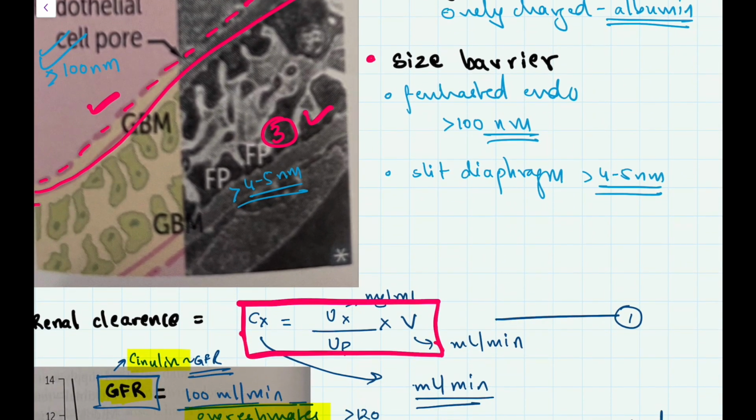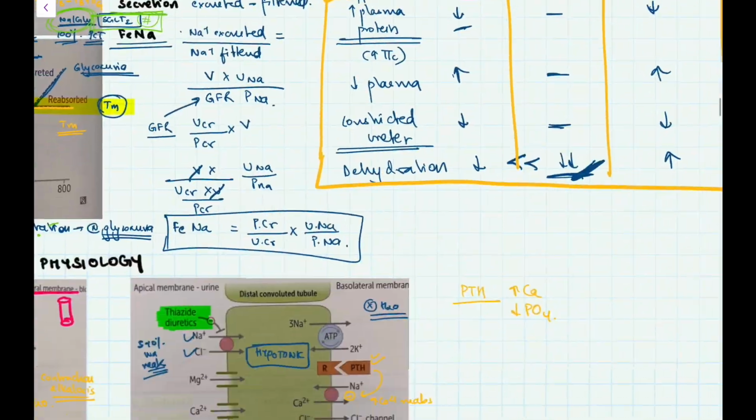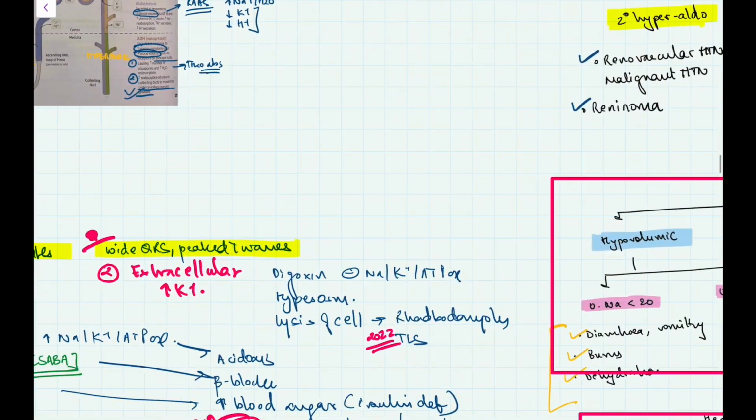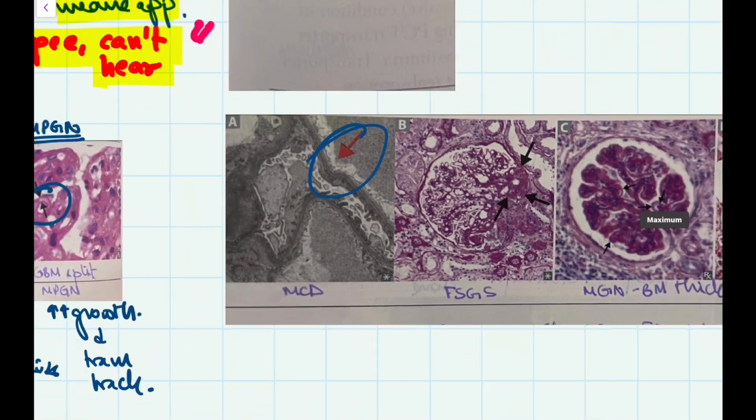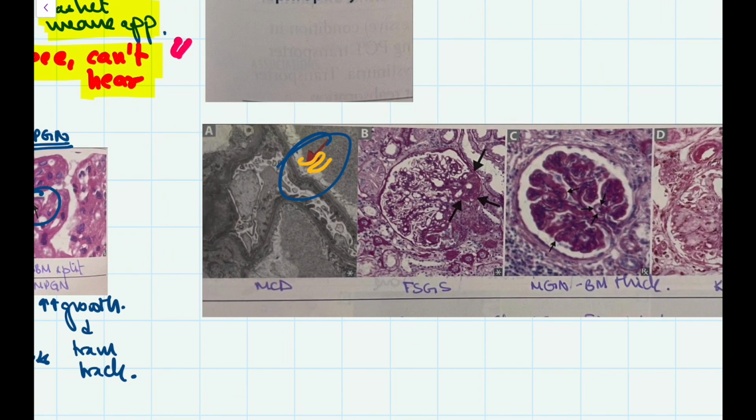So here you can see the foot processes are like this, on both the sides. So what happens is that these get effaced or damaged in minimal change disease. Let us look at the electron microscopy of MCD again. Here, instead of the podocytes, you can see there is effacement of the foot processes.